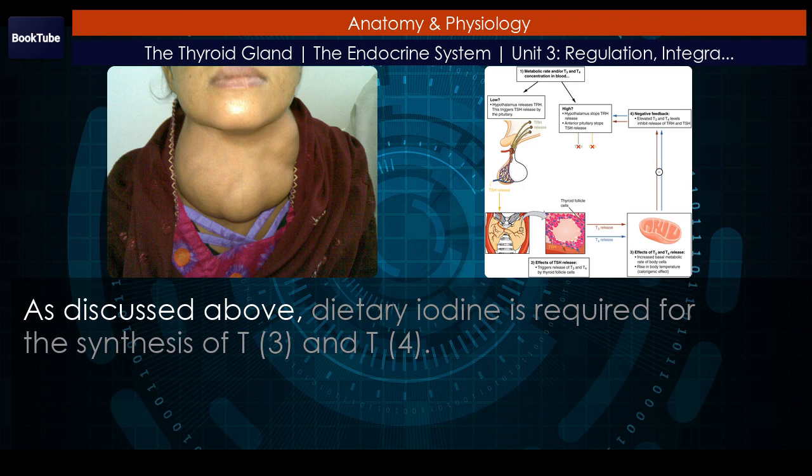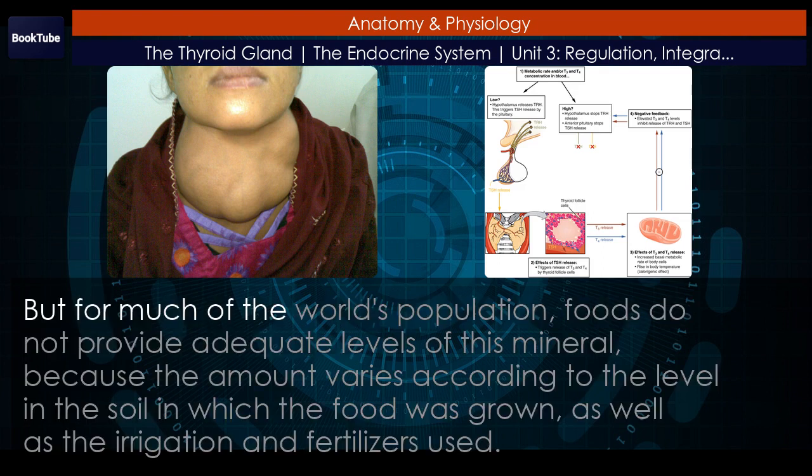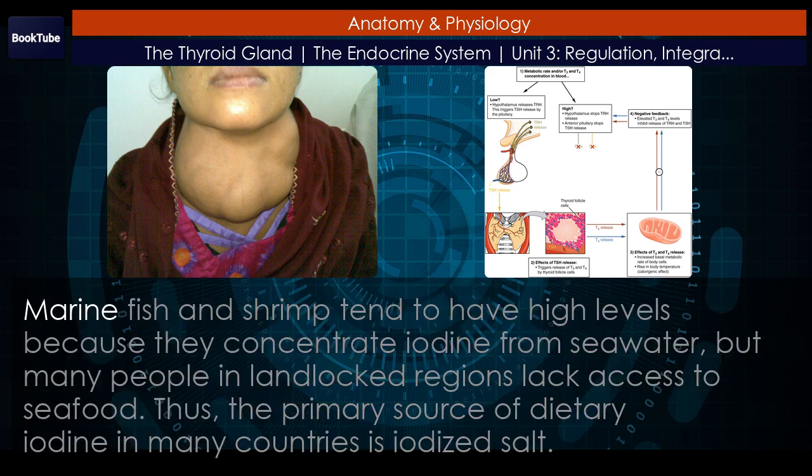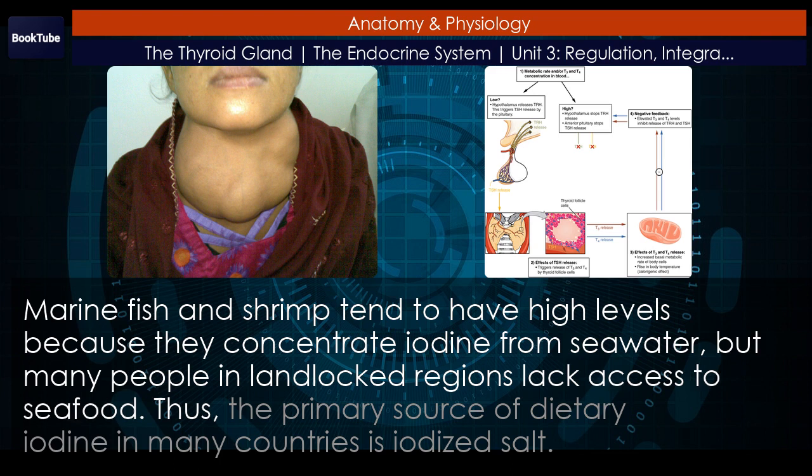As discussed above, dietary iodine is required for the synthesis of T3 and T4. But for much of the world's population, foods do not provide adequate levels of this mineral, because the amount varies according to the level in the soil in which the food was grown, as well as the irrigation and fertilizers used. Marine fish and shrimp tend to have high levels because they concentrate iodine from seawater. But many people in landlocked regions lack access to seafood. Thus, the primary source of dietary iodine in many countries is iodized salt.